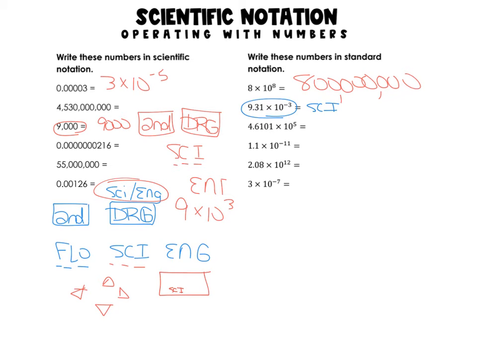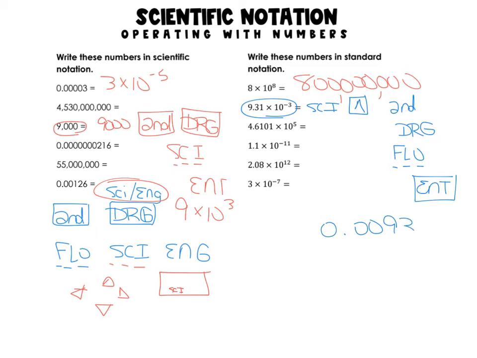enter 9.31 times 10 to the negative 3. Remember that the little up arrow is your power key, right? And then hit second DRG, and you'll change back to FLO with your arrow key, and then hit enter. And that's how you get from scientific notation to standard form. That would give you 0.00931 is how that should work.